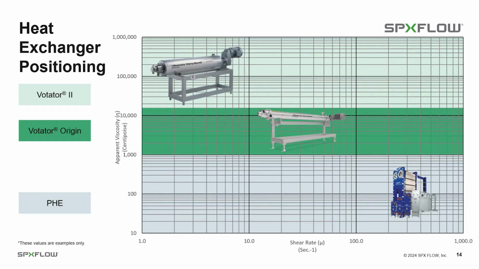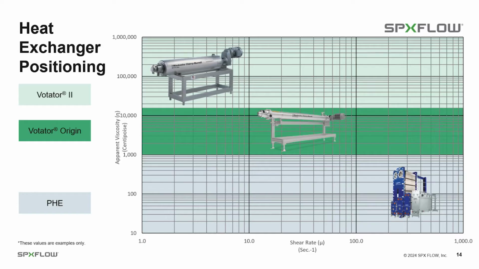The green section is our new Votator Origin, which again was launched at the beginning of this year. It's our light duty scrape surface heat exchanger. So it's the right selection for lighter duty applications, but where you still need some type of scraping mechanism against the wall. So if you have any freezing or product buildup, you want to scrape so that you still have that homogeneous mixture in your heat exchanger.